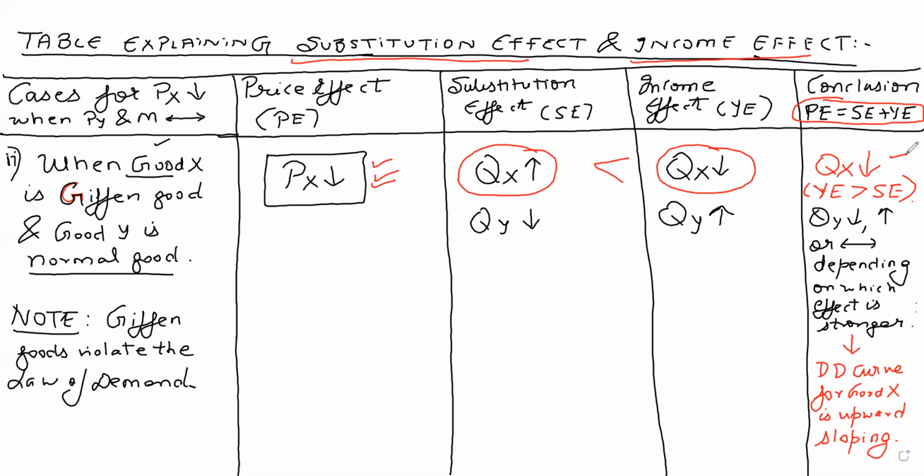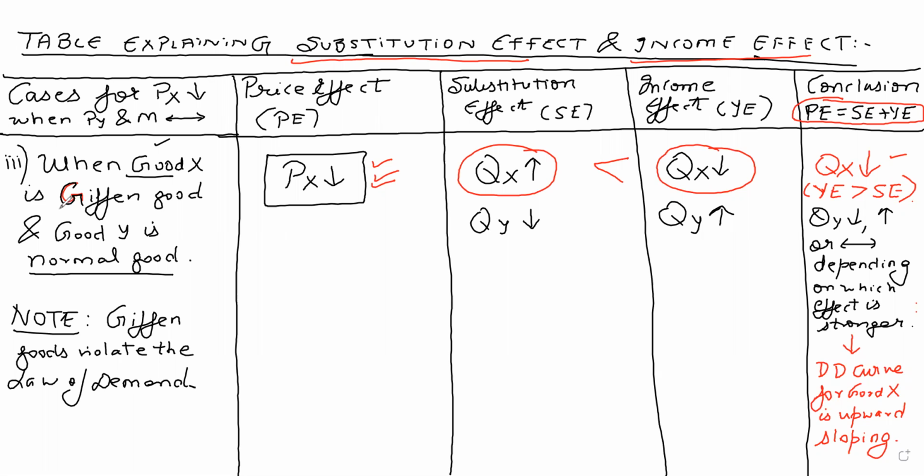So I hope students have understood all these three cases. This was the third case. So what we have learned is when good X and good Y both are normal and price of good X falls, quantity of good X will rise by both substitution effect and income effect. When good X is inferior and good Y is normal, substitution effect will dominate the income effect for good X, causing the quantity demanded of good X to rise. Hence, the demand curve for inferior goods is downward sloping.